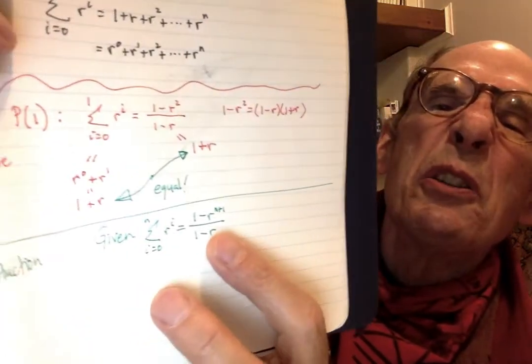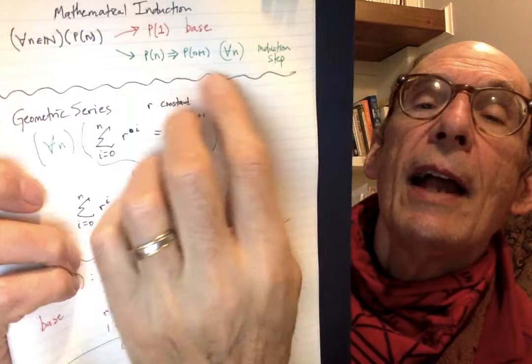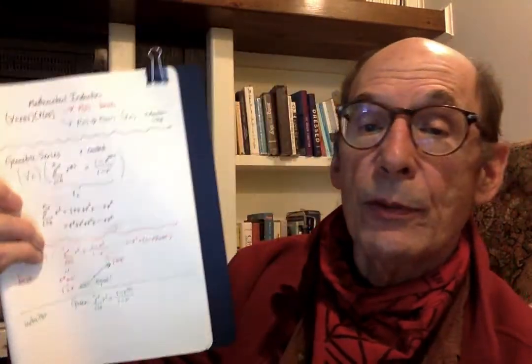And so I'm going to write that we are given that the sum I equals 0 to n of r to the I is equal to the fraction with 1 minus r on the bottom and the top being 1 minus r to a power, and that power is n plus 1. That's given. We are assuming that this is true. That's what the induction step says. It says assume the formula is correct for n, and now we're going to have to establish that it's correct for n plus 1.